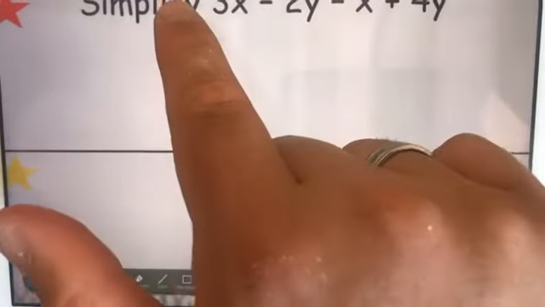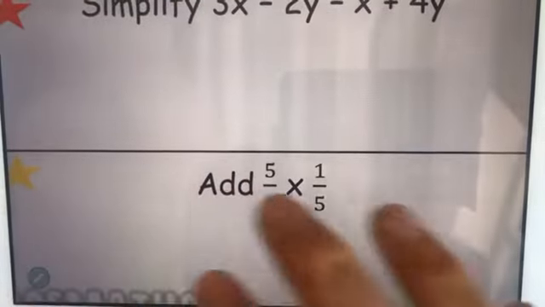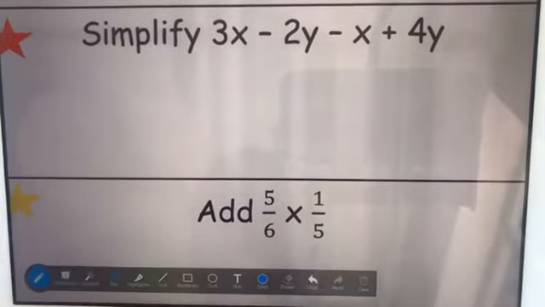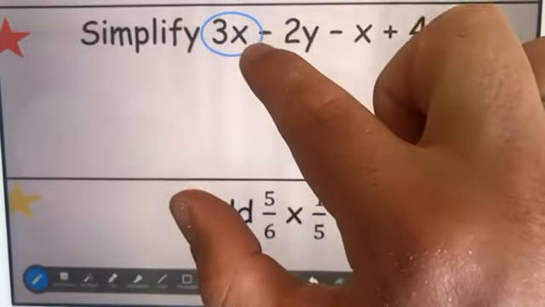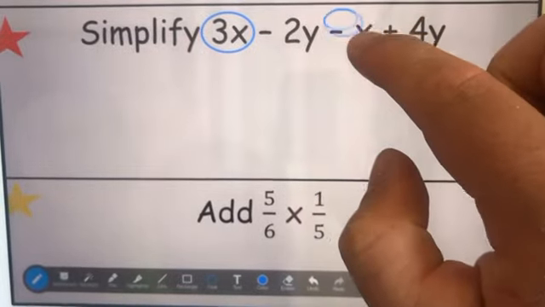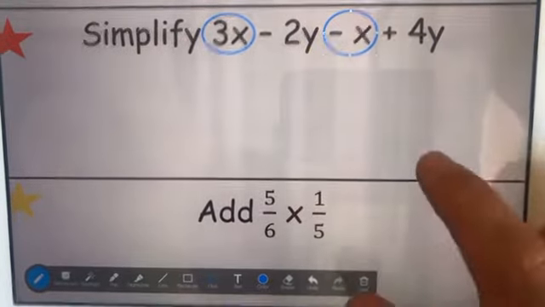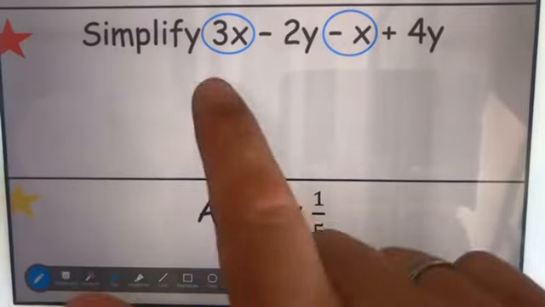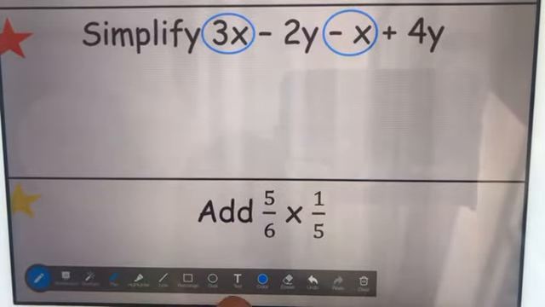Right guys, so I got 3x take away 2y, take away x plus 4y. Again, I like to make sure you get shapes around these. It's a similar question to yesterday. Make sure you get shapes around them. I'm going to put a blue circle around the x's. 3x take away 1x, sorry, is 2x.